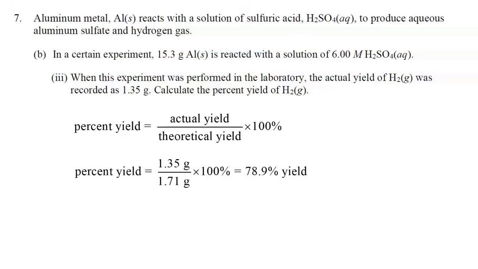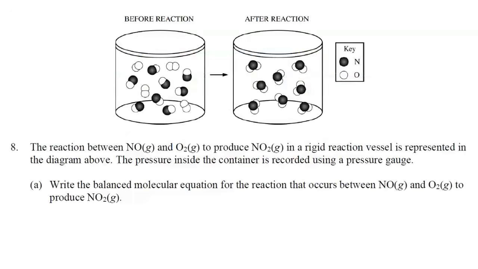78.9% yield. Question 8. This question involves both stoichiometry and the properties of gases. The reaction between nitrogen monoxide, NO, and oxygen, O2, to produce nitrogen dioxide, NO2, in a rigid reaction vessel is represented in the diagram above.